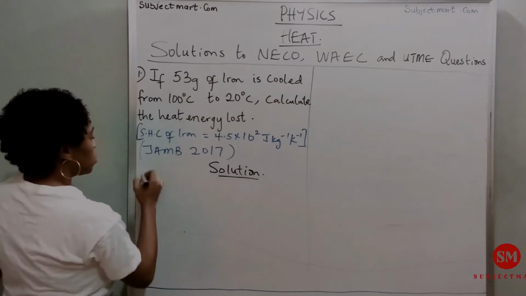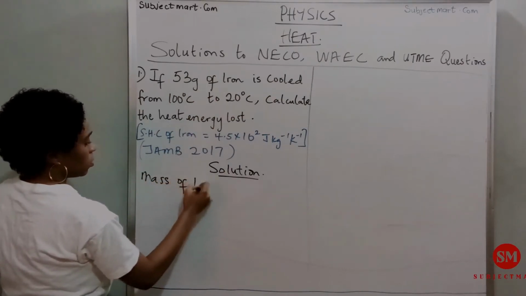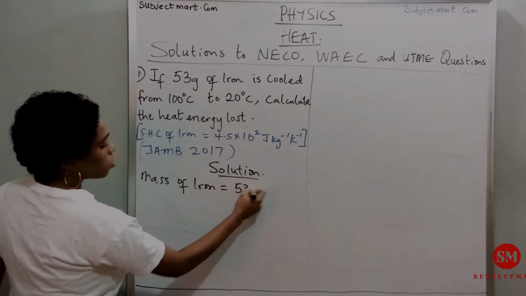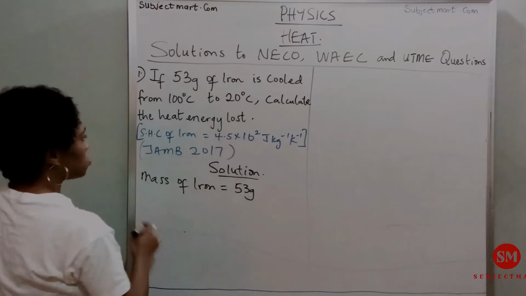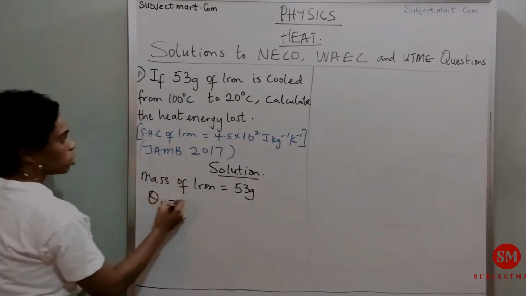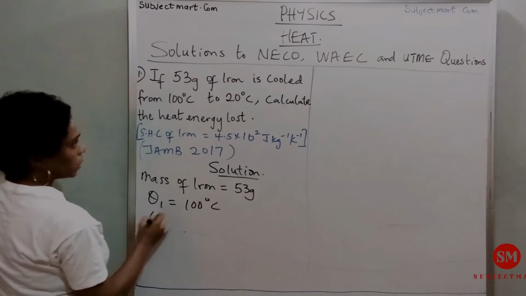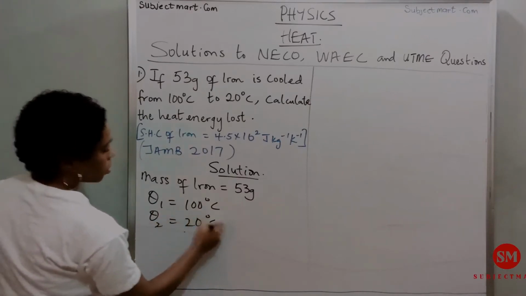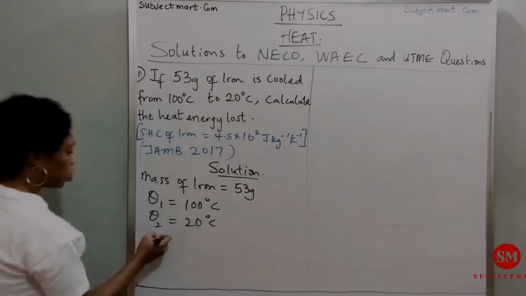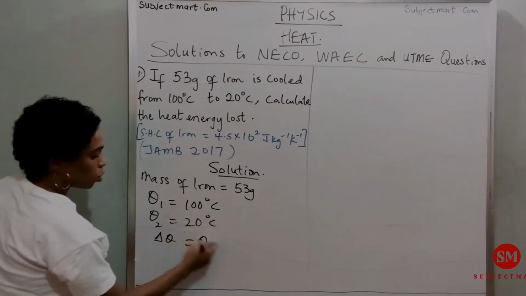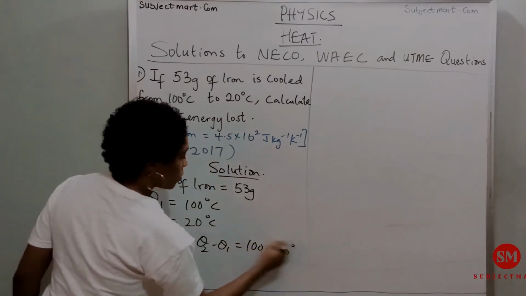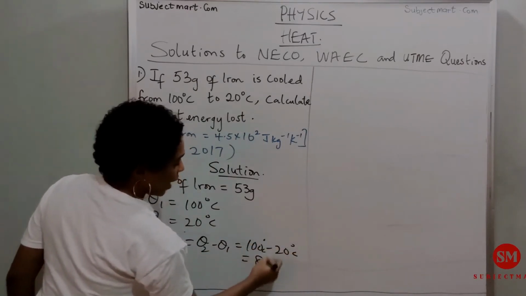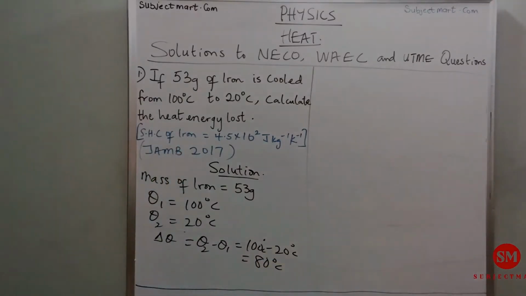53 grams of iron. So the mass of iron is equal to 53 grams. Cooled from 100 degrees C to 20 degrees C. So theta 1 is equal to 100 degrees C. Theta 2 is 20 degrees C. So the change in temperature is going to be theta 1 minus theta 2, which equals 100 minus 20, and that will give me 80 degrees C, 80 degrees Celsius.